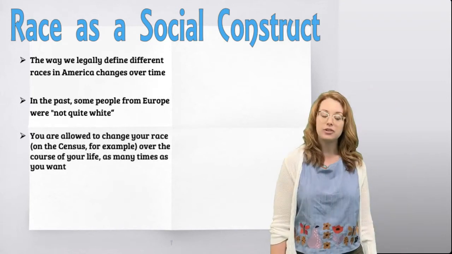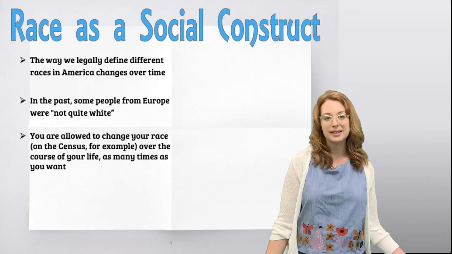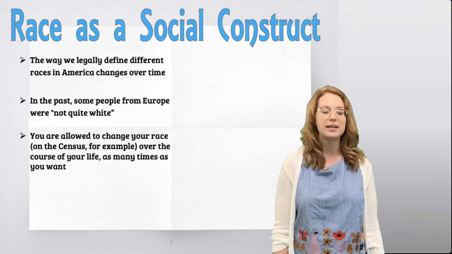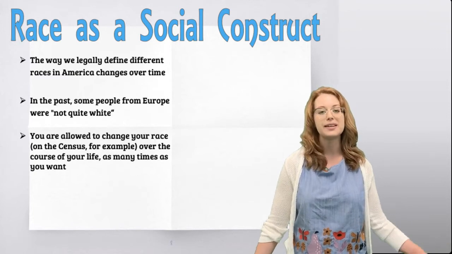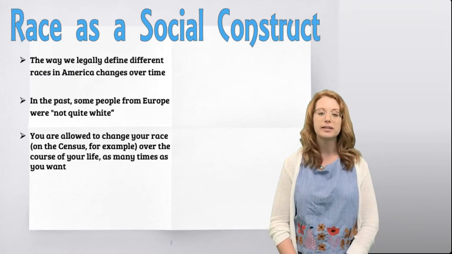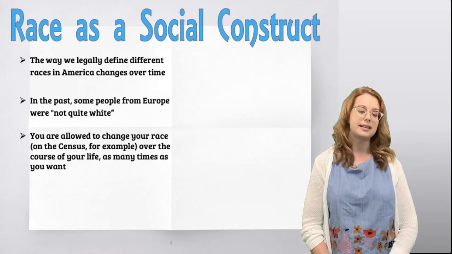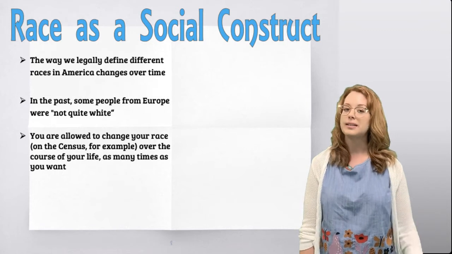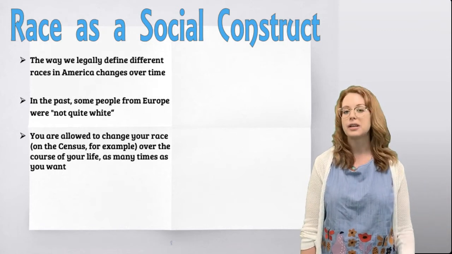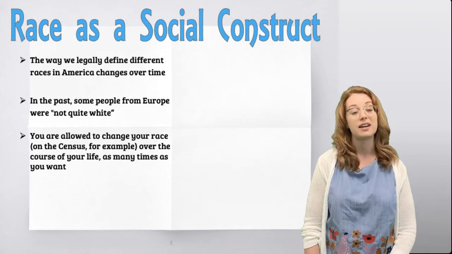You're allowed to change your race, for example, on the census, over the course of your life as many times as you want. So this is not a fixed category. For example, if you want to mark yourself one race in the census in the year 2000, in the census of 2010, you can mark yourself a different race depending on how you want to identify.